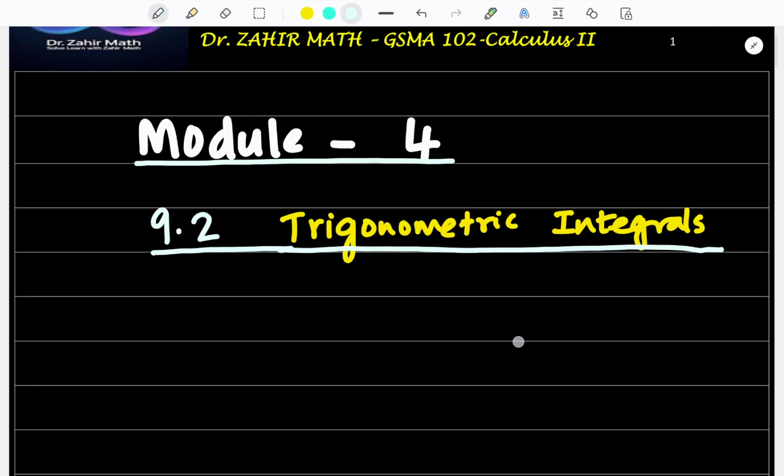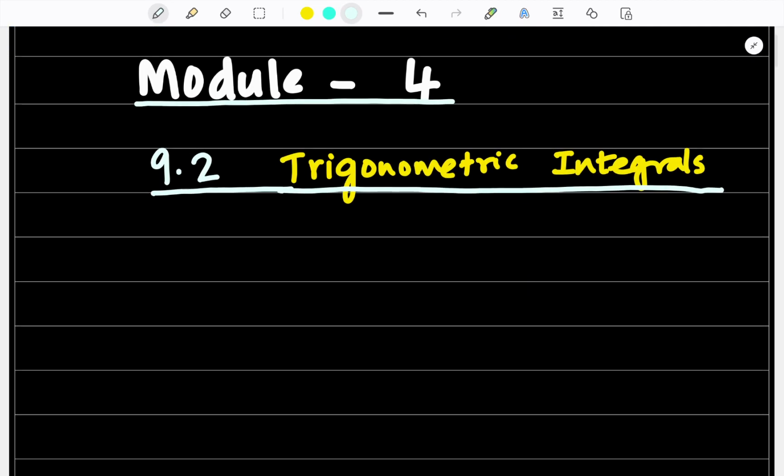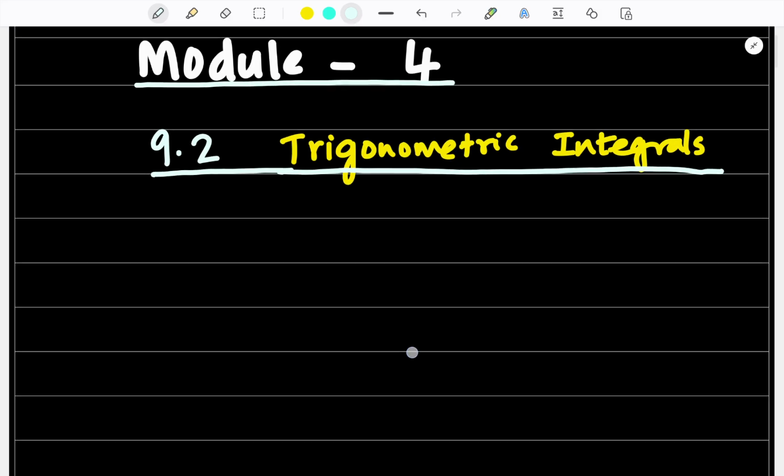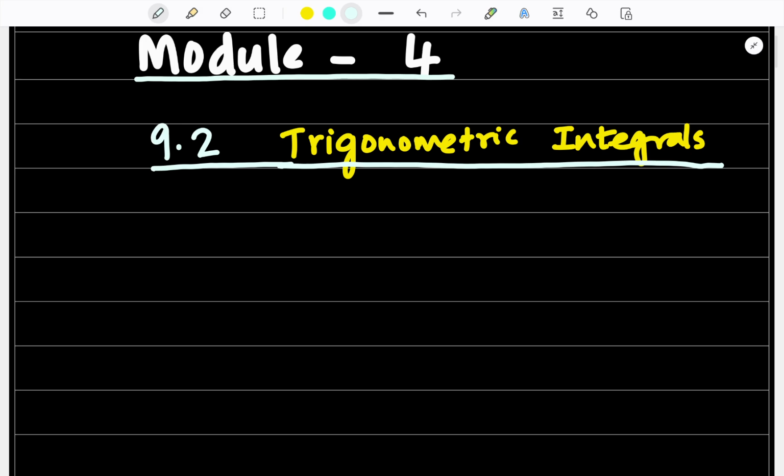Okay. Before going to this exercise, you need to memorize certain formulas. Very important, which you already studied in 002. Let me start the rules.